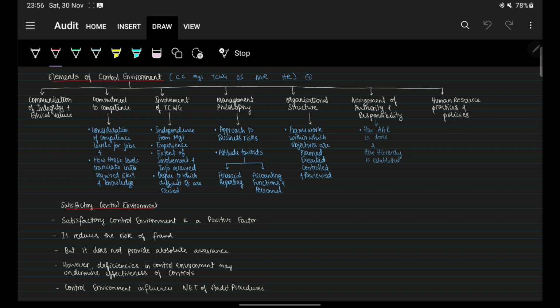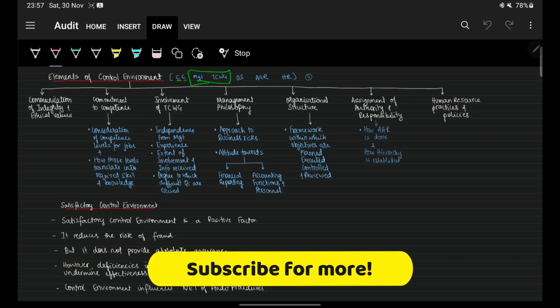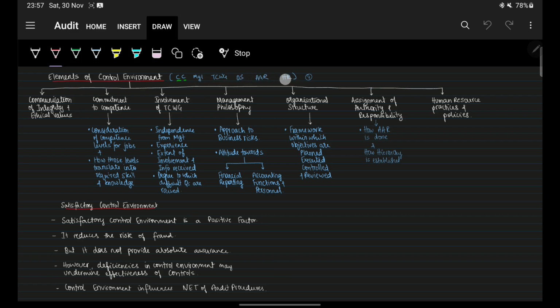Okay, so this is a short form here, CC, MGT. So management and TCWG, we can take together, okay. And organizational structure are HR, okay. CC, MGT, TCWG, OSR, HR, okay.